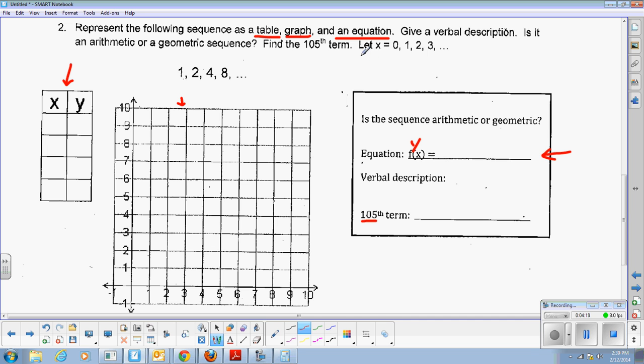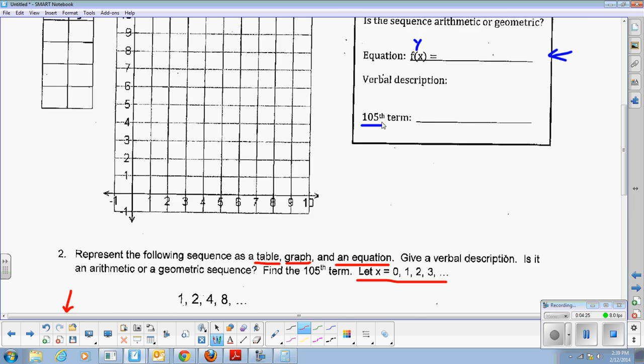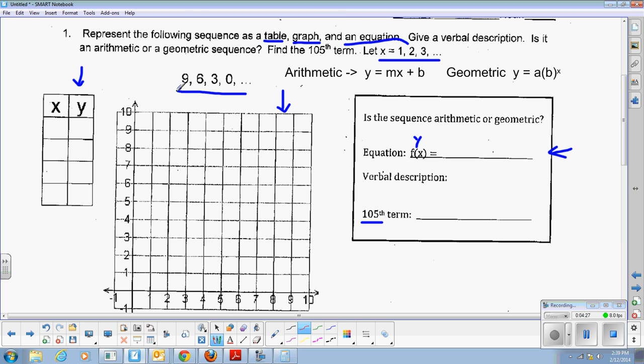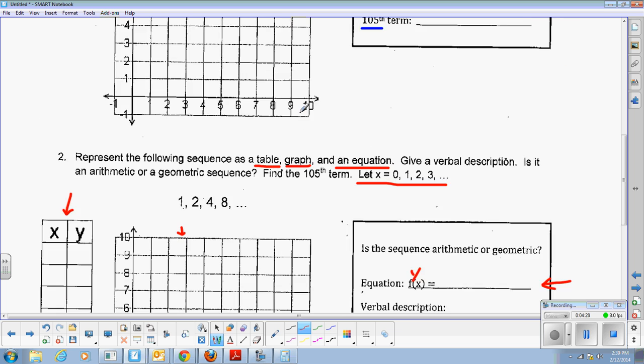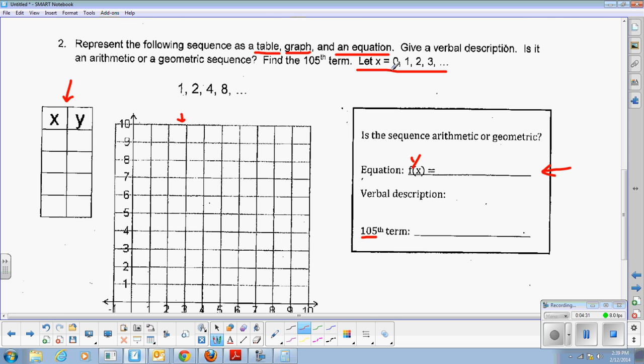Again, note, it's saying let x equal 0, 1, 2, 3. That is important to note. On the first one, up here, you were told x equals 1, 2, and 3, as you wrote that here. Well, this one, you're told x is 0, 1, 2, 3. So keep that in mind when it comes to the point when you write your equation there.